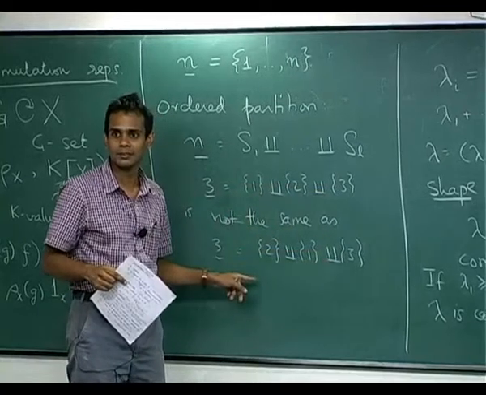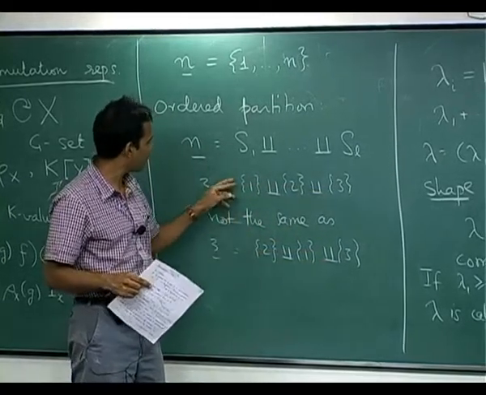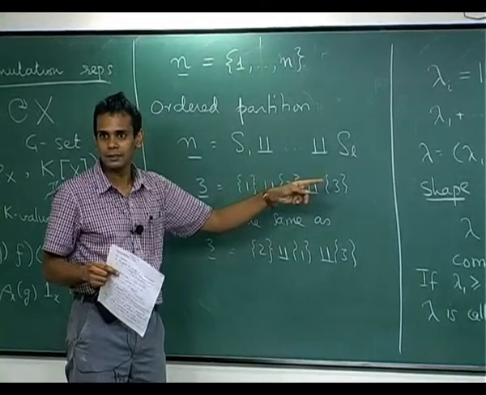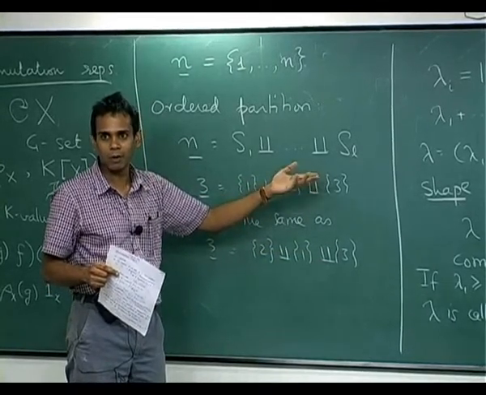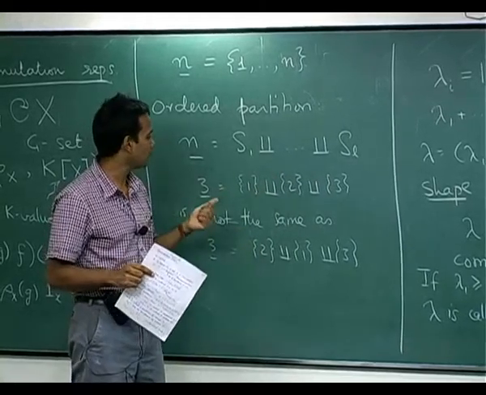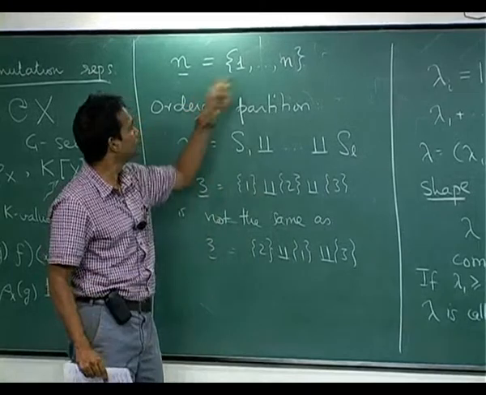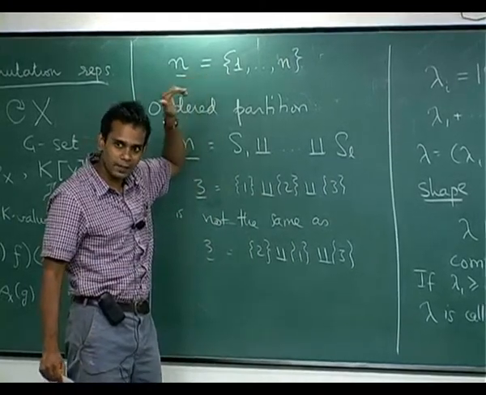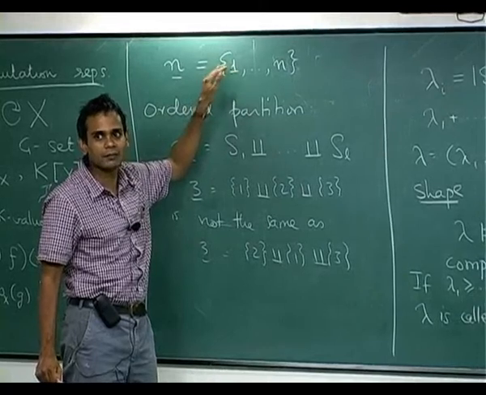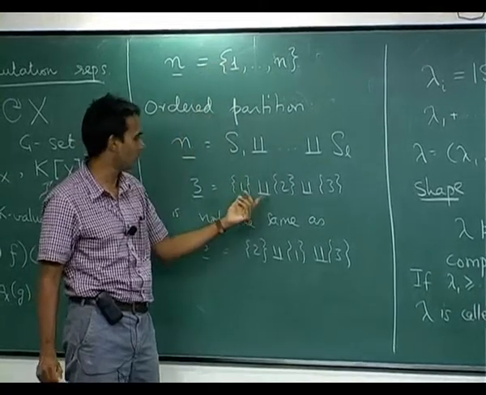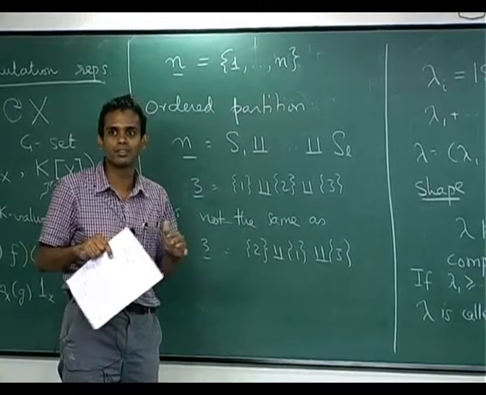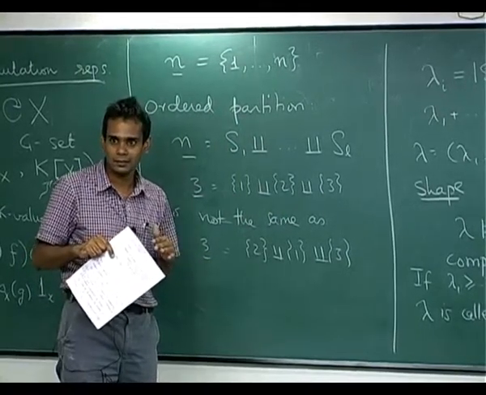For example, here the permutation which interchanges 1 and 2 will take this partition to this partition. So if you take lambda to be the composition 1 plus 1 plus 1, then X of 1 plus 1 plus 1, as an S3 set, is essentially the same as the set 1, 2, 3. There's no difference between this and the set 1, 2, 3. You can find a bijection which preserves the action of S3. Clear?